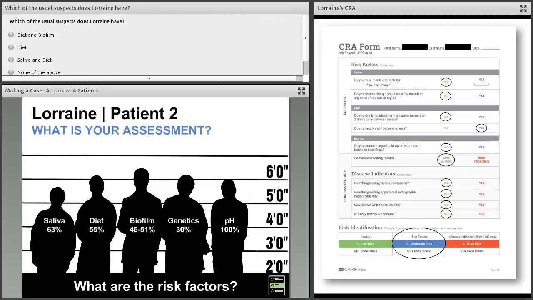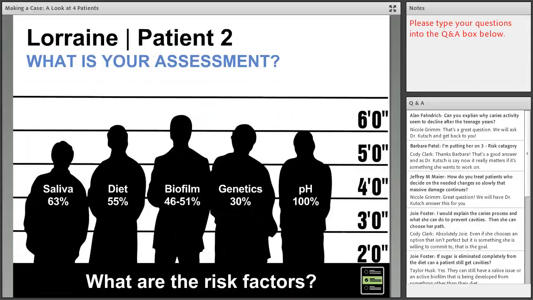We're close. Okay. So I ended the poll. 25% of you chose diet and biofilm. About 71% chose diet. And we had a few people that chose saliva and diet. So Dr. Cooch, I will send it back your way to reveal the answer.